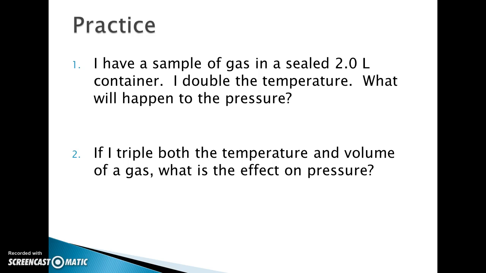So look at these two practice questions. Think about them. These are more conceptual questions than they are mathematical, although you could do them mathematically. So take a minute, pause, think about the answers, and then we'll go over them.